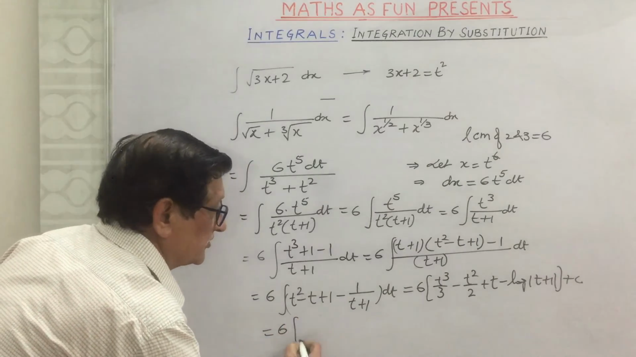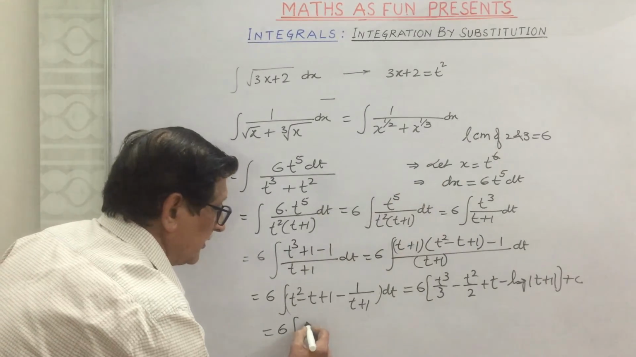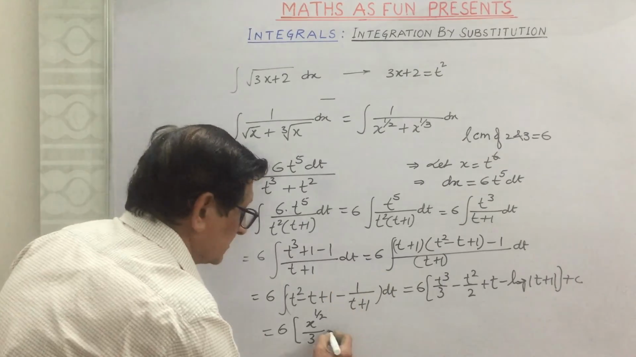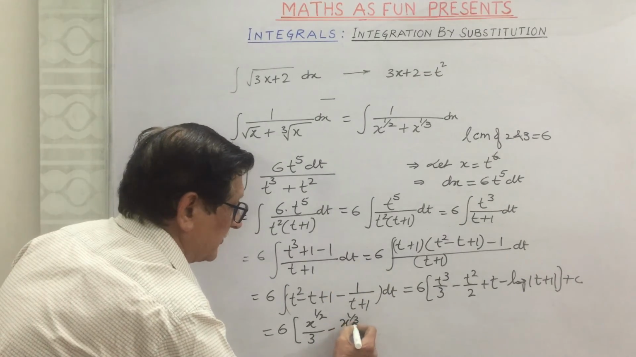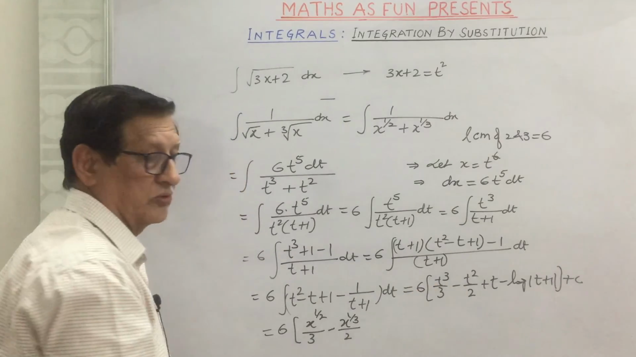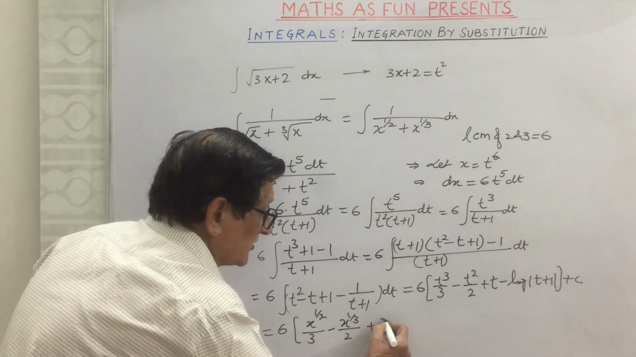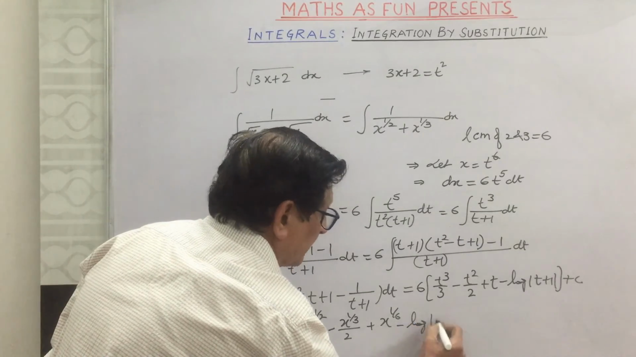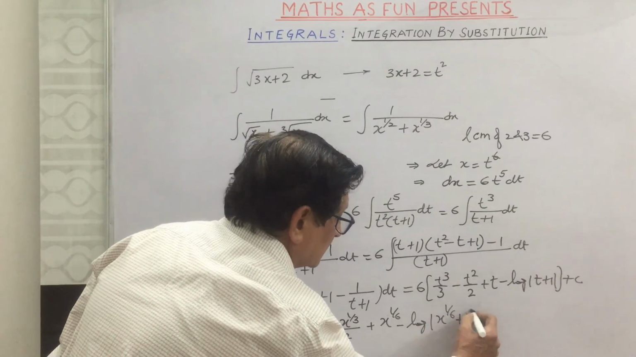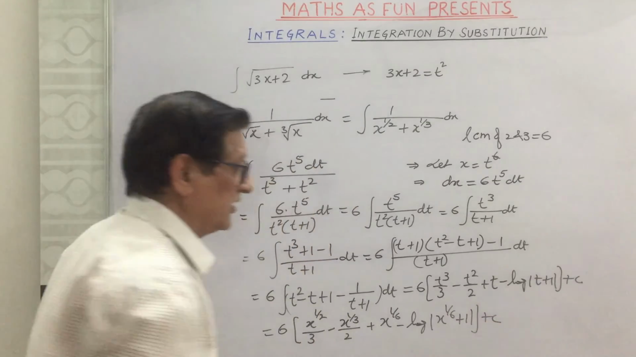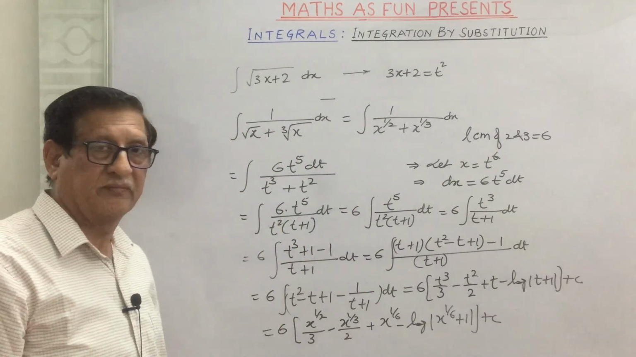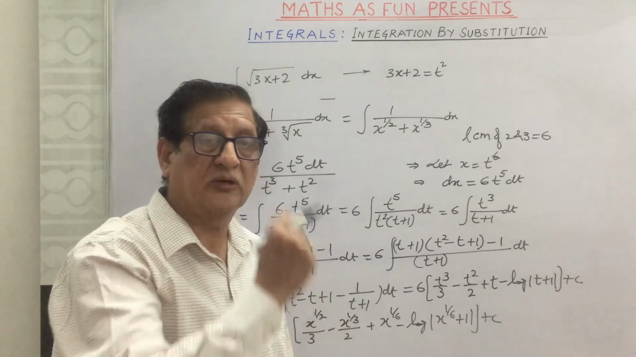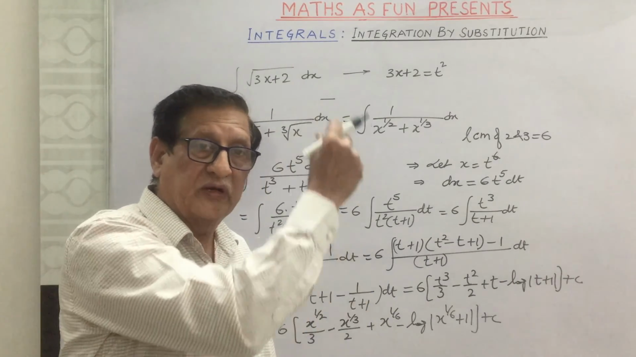This will be 6 into t cube, means that will be x to the power half upon 3, minus t square means that is x to the power 1 upon 3 upon 2 here, plus t means x to the power 1 upon 6 minus log of x to the power 1 upon 6 plus 1 plus c, and this is the answer. So like this, you might have seen how to apply the substitution method in different type of problems of integrals.